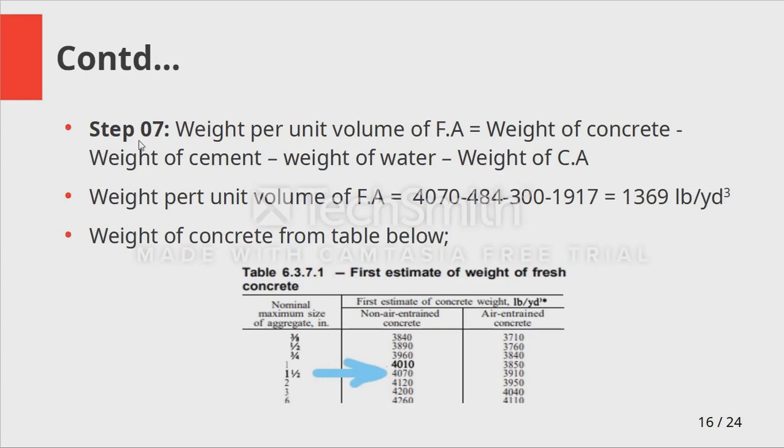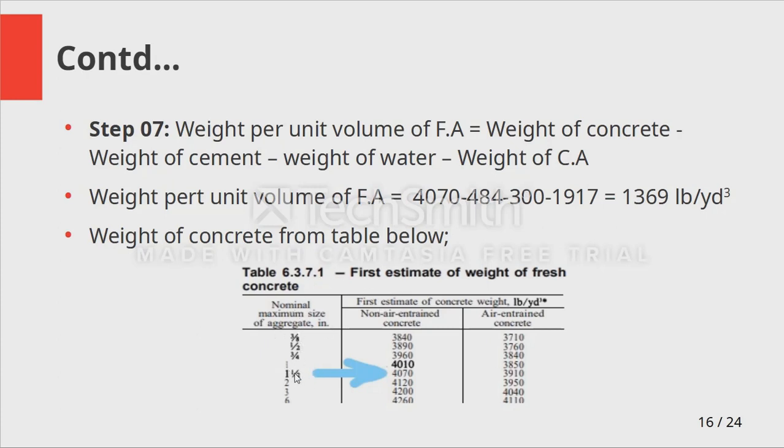Now finally, the last quantity that we need to determine is the weight per unit volume of fine aggregate, or the weight of fine aggregate per cubic yard. So we need to know the weight of concrete. The weight of concrete can be estimated from this table, or you can use the simple relation, that is 149, which is the specific weight of concrete, multiplied by 27 to obtain the value in pounds per cubic yard. But we will be taking the value from this table.